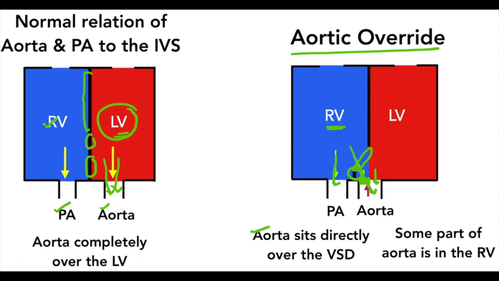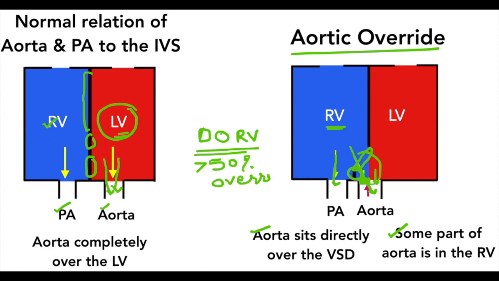So the aorta sits directly over the VSD. This is the VSD. It sits directly over the VSD, so that some part of the aorta is in the right ventricle. In classical tetralogy, this part is less than 50%. The other spectrum, in which the part of the aorta that overrides is greater than 50%, is known as double outlet right ventricle. In this, there is greater than 50% override.